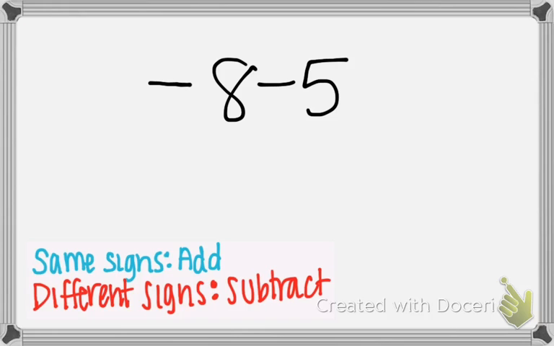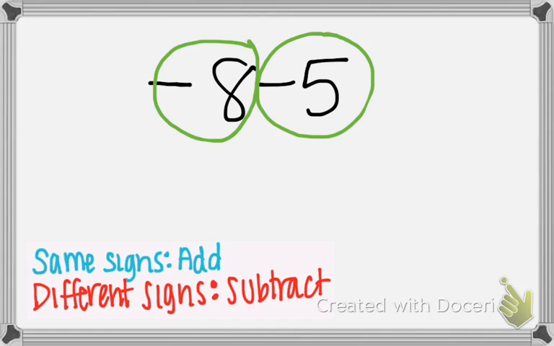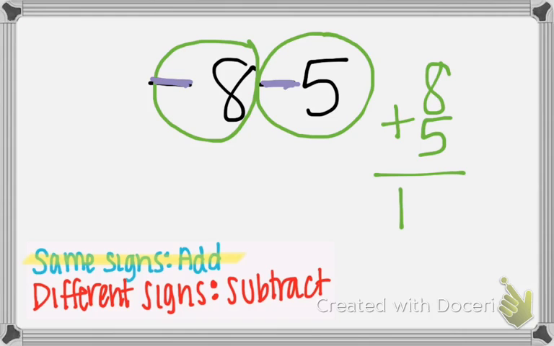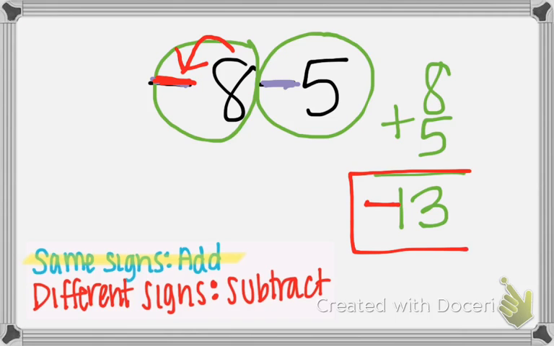Okay, here we have a negative 8 and a negative 5. They are both the same in front. So since they are the same, we're going to add them. So 8 plus 5 is 13. Then we're going to look in front of the larger number, which is 8. And if we look in front, there's a negative sign, so that means there's more negatives. So negative 13.